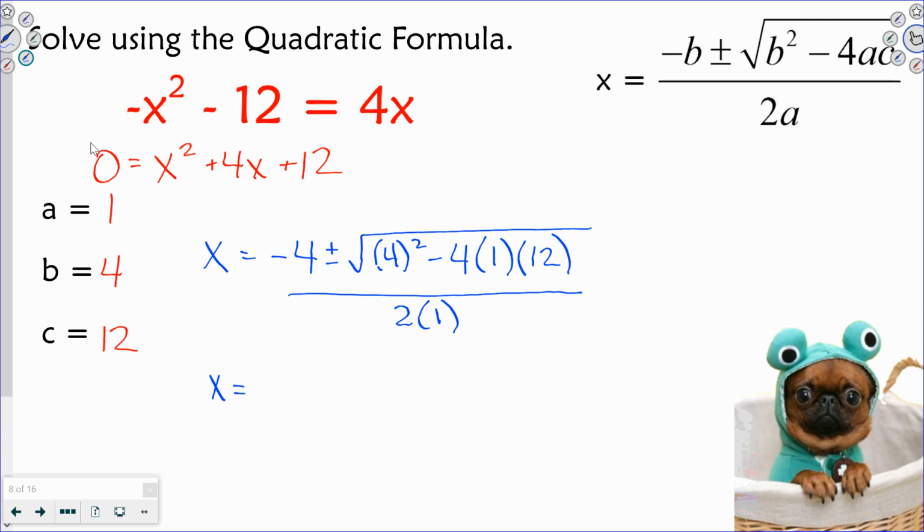All right, let's clean up under the radical. So 4 squared minus 4 times 1 times 12. Is that negative 32?